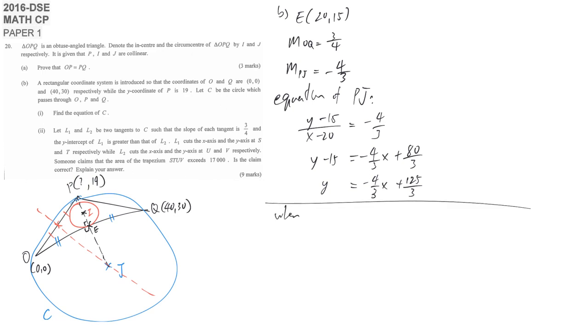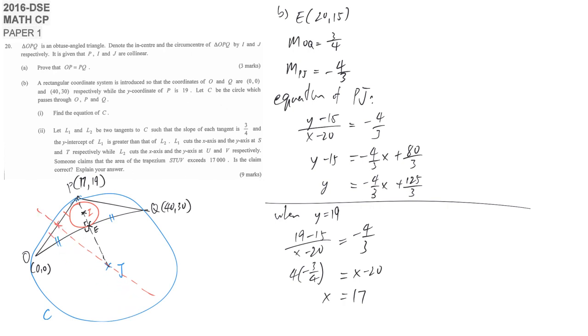Now we also want to know the x coordinate of P. So when y is equal to 19, (19 minus 15) over (x minus 20) is equal to negative 4 over 3. This gives x is 17.